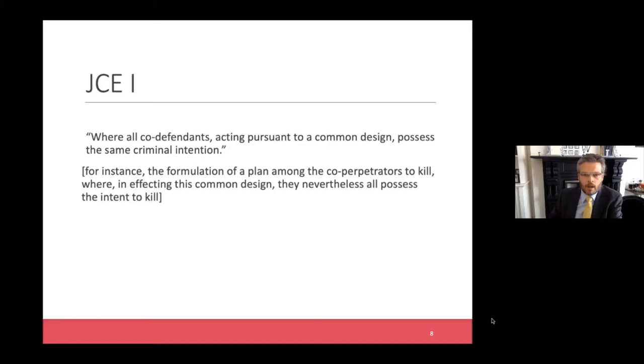The first category applies where all co-defendants acting pursuant to a common design possess the same criminal intention. For instance, the formulation of a plan to kill, where in effect in this common design, they nevertheless all possess the intent to kill. The accused must voluntarily participate in one aspect of the common design, and the accused, even if not personally effecting the killing, must nevertheless intend this result. This is straightforward and non-controversial. Next slide, please.